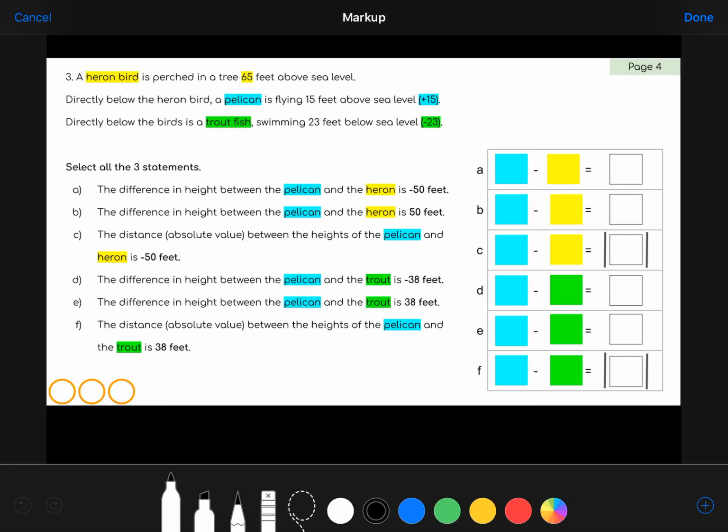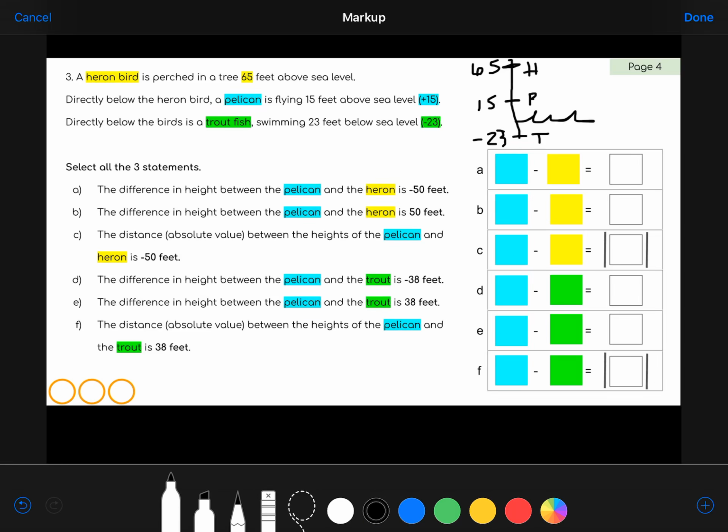So if we're looking at this, let's just imagine we're looking at sea level, which would be here. We have a heron bird up here at 65 feet. We have a pelican down here at 15 feet, and then way below that we would have a trout fish at negative 23 feet. So this would be the trout, the pelican, and the heron bird.